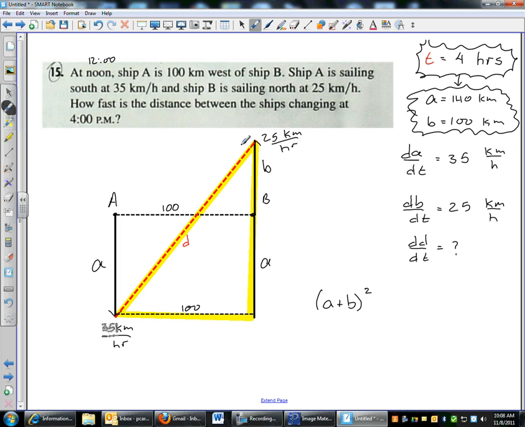Is that okay? This leg is A plus B. This leg is 100. Can I say 100? Why? Because that's constant. That's not changing. Anything that's constant, you can go ahead and plug in the number. Is D going to change? Yeah, it is. So we're going to leave that as D squared. Are we okay? There's our formula. Now what do you want to do?